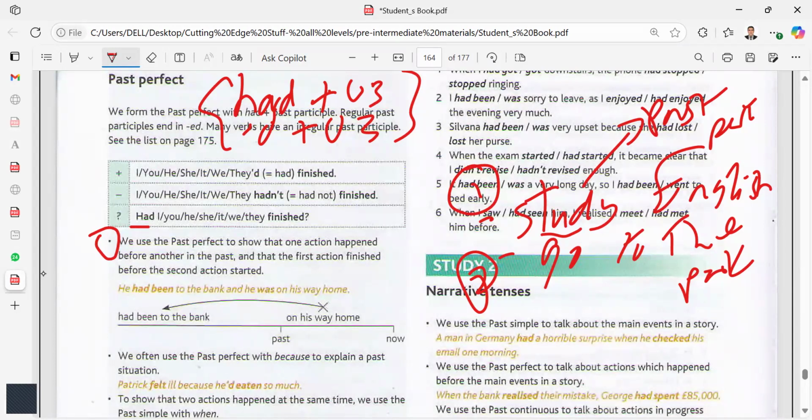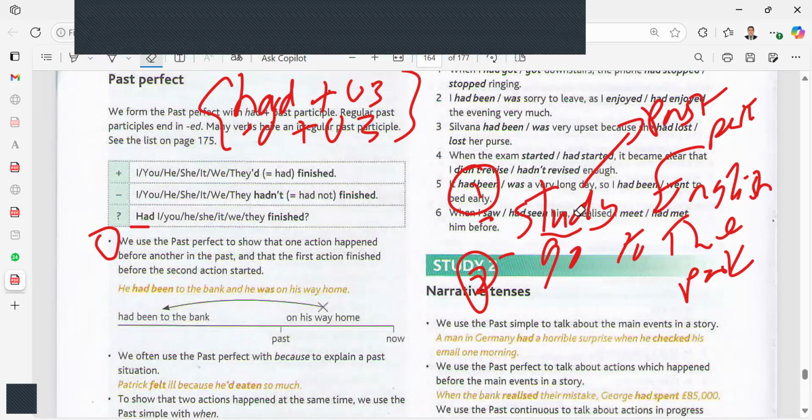Again, I had studied my English lesson before I went to the park. أو ممكن تقولي I went to the park after I had studied my English lesson yesterday. Okay? So far, so good?